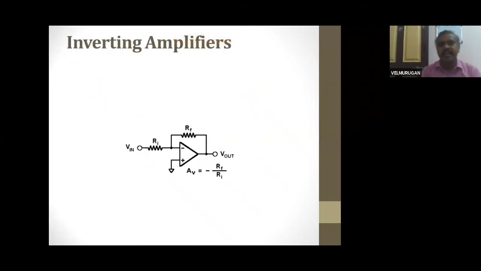Next, the inverting amplifier. That is used for AV, where the feedback is inverting. You give a positive pulse and it comes out at the output totally inverted. Positive comes out as negative, negative comes out as positive. That is the feedback.